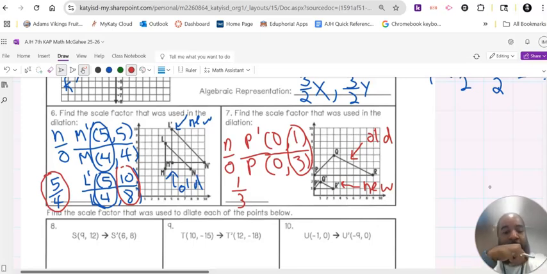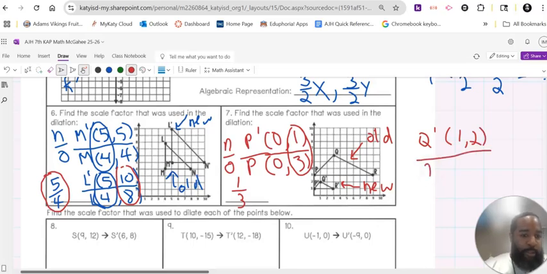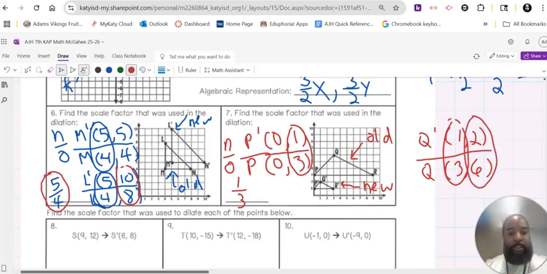Okay, if you needed to use another point to verify, we could use Q. Let's write over here. Let's say I have Q prime, which would be (1, 2). And then we could put that over the original Q, which would be (3, 6). So if we look there, we can see that 1 over 3 is my scale factor, but also 2 over 6 reduces to 1 over 3.